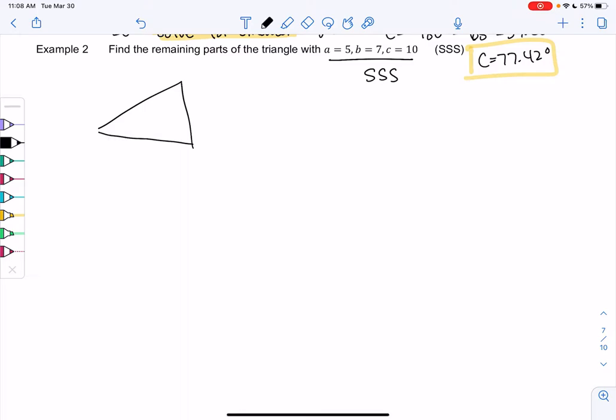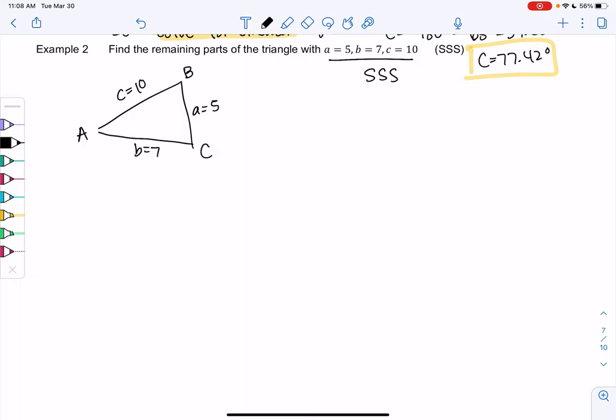So we have c is 10, so I'll put that on the longer side, right? It doesn't really matter which side is which. B is 7, so I'll make that the second longest side. Again, just estimating. And then a is 5. Right, I can rotate this and it's all the same. But I think it's helpful to see the biggest and the longest.